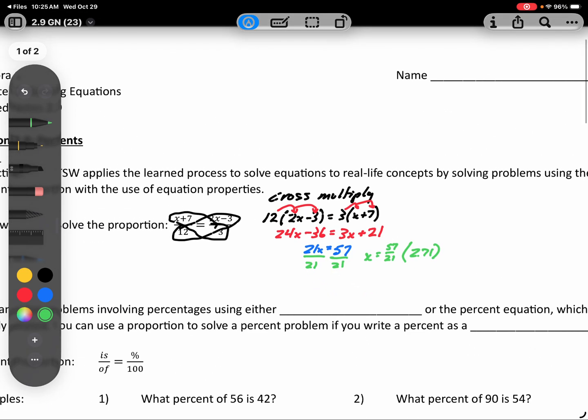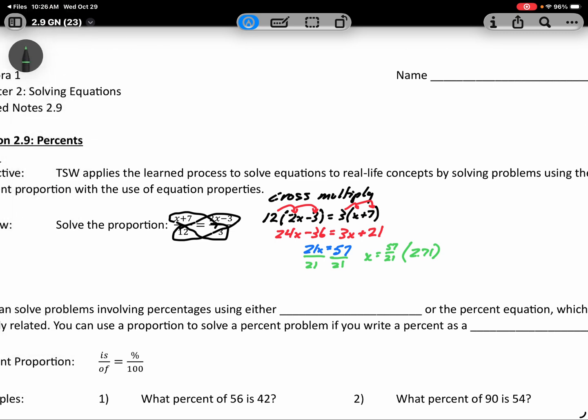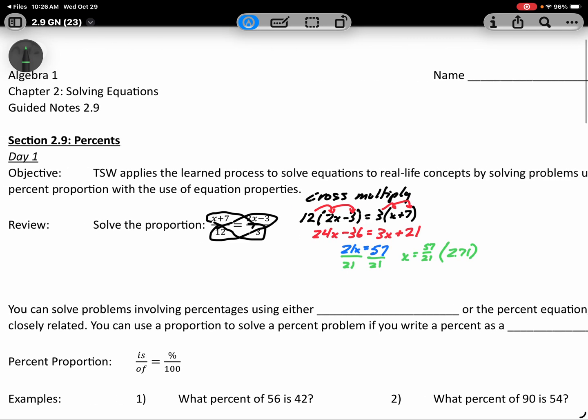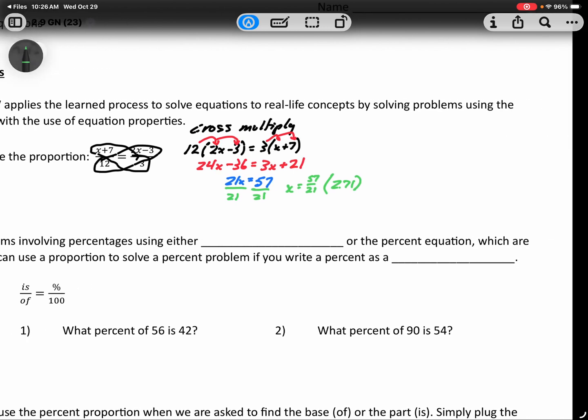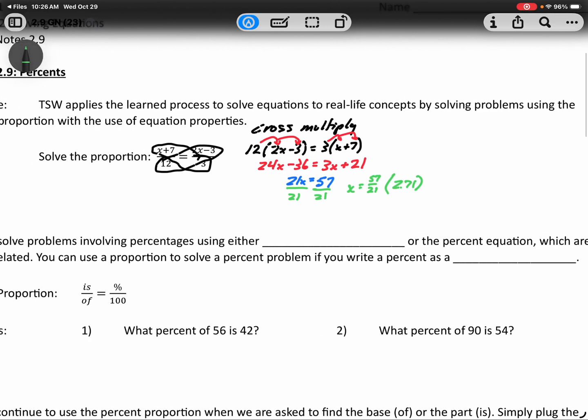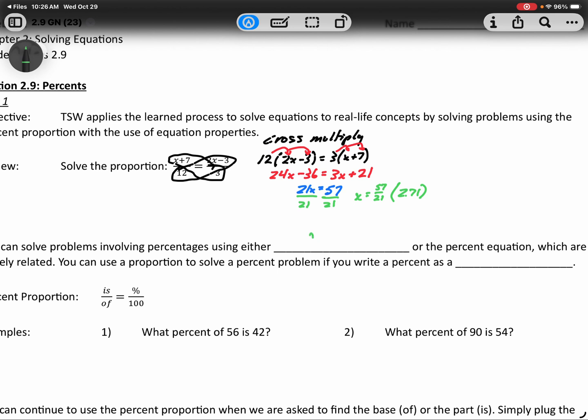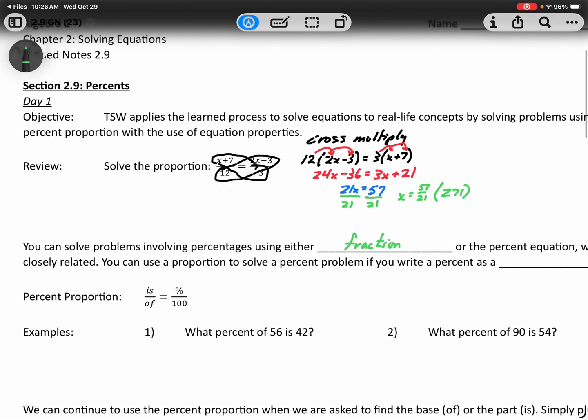Now, main event, what are we talking about with percents? So today, the front half of this lesson is going to talk about how to use the percent proportion to set up equations and ultimately solve a wide variety of percent problems. So let's jump on in. So we can solve problems involving percentages by using either the root form of a percent, which is actually known as a fraction, or the percent equation, which are closely related.